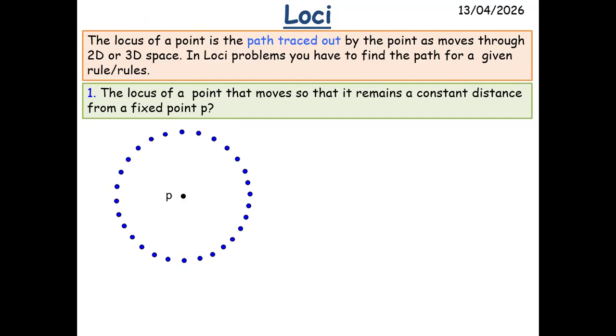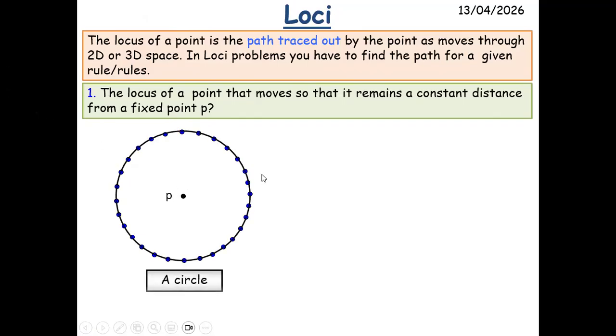Now, the locus of a point that moves so that it remains a constant distance from a fixed point P. So this is what we want to draw: a fixed point P, and you can see the P here. And we want to draw this so that they have the same distance from P. So you find out that the distance is the same because this is the radius. Now, how do we draw this and show our working out? Let's have a question, and then we'll see how to draw this.